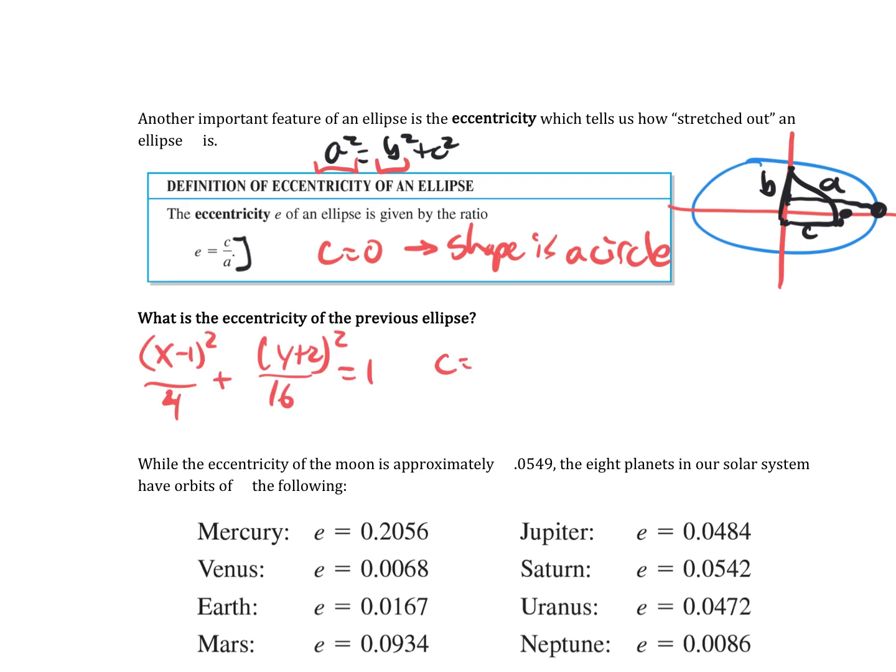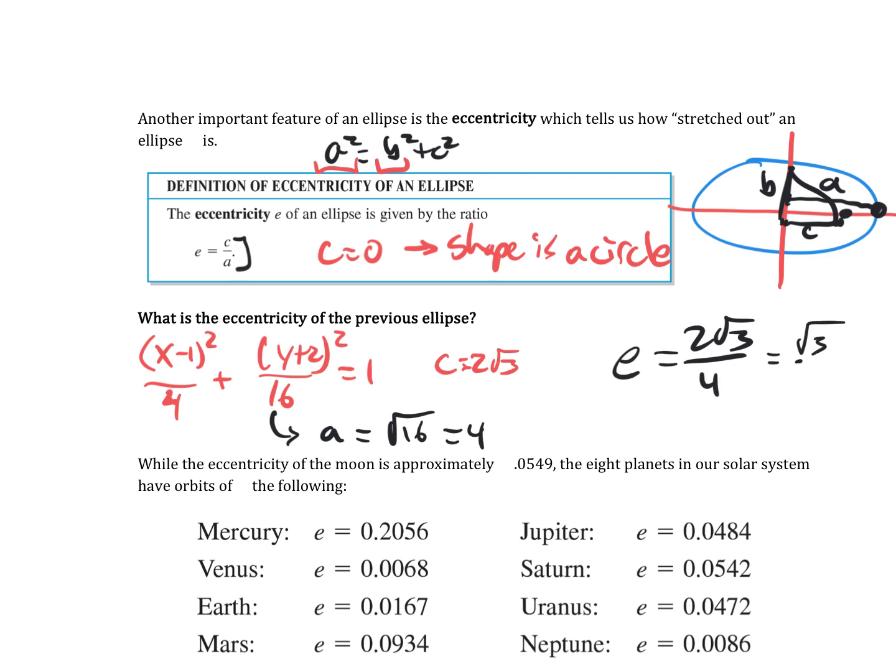So if we look at the last problem we had here, we had an a value. a is the semi-major axis, and that is the square root of 16, which is 4. So the eccentricity here is 2 square root of 3 all over 4, also known as the square root of 3 over 2, which comes out to be about 0.8660. Okay? So that's kind of stretched out there. We have one axis of 4, the other axis of 2. So the major axis is twice as long as the minor axis.